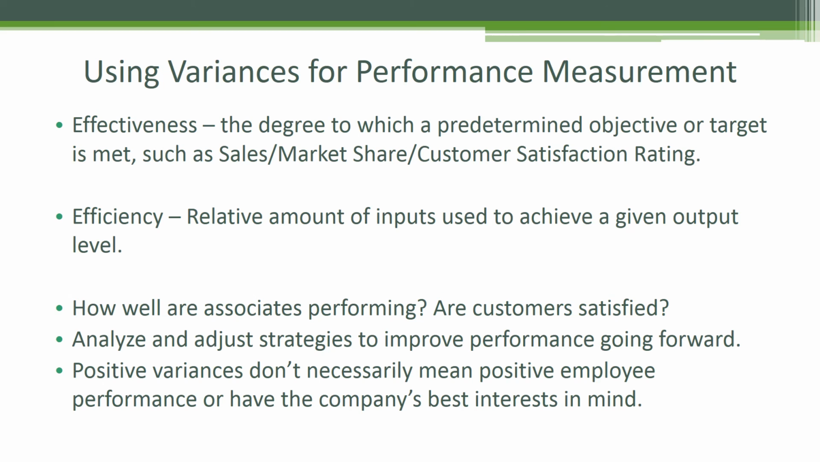Companies need to analyze and adjust strategies to improve performance going forward, such as the Starbucks example. It's also important to note that positive variances don't necessarily mean positive employee performance or have the best interest of the company in mind. An example of a positive variance could be that the purchasing manager bargained effectively with suppliers, thus enabling the company to procure its supplies at a very effective price.